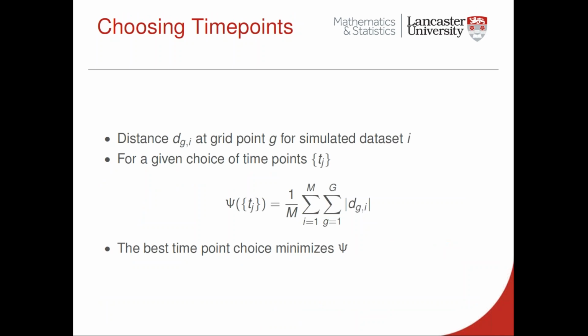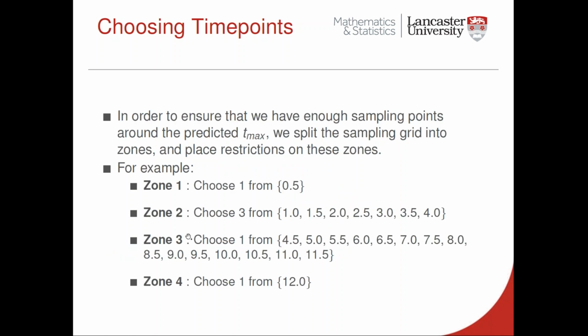Okay, then we're going to find, for a set of grid points G for our simulated data set, we compute how far away we are. We take the average over all our grid points across all our different models, and we choose the best time point. Sorry, the best time point is the one that minimizes this objective function here.